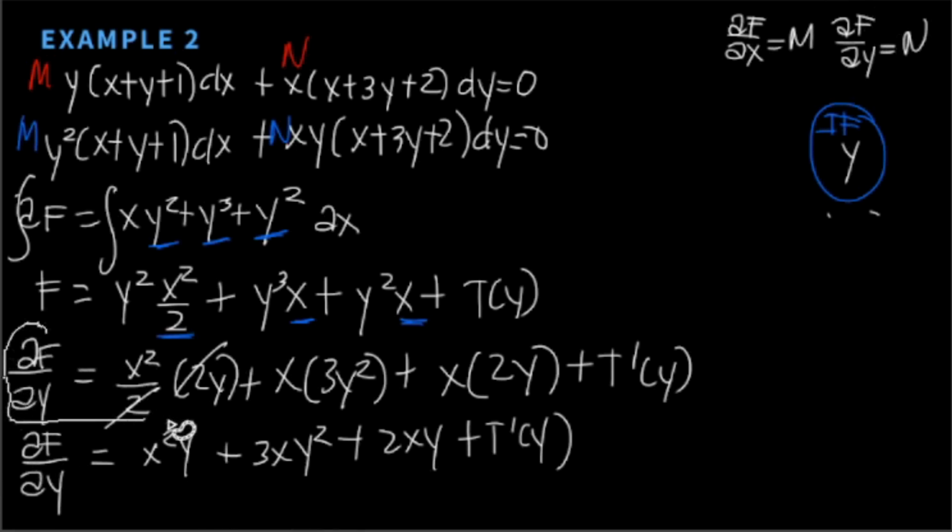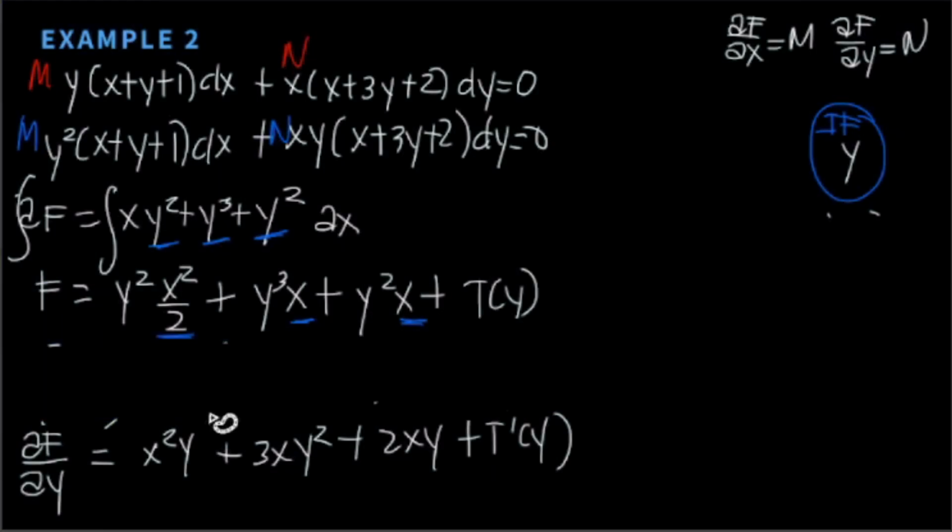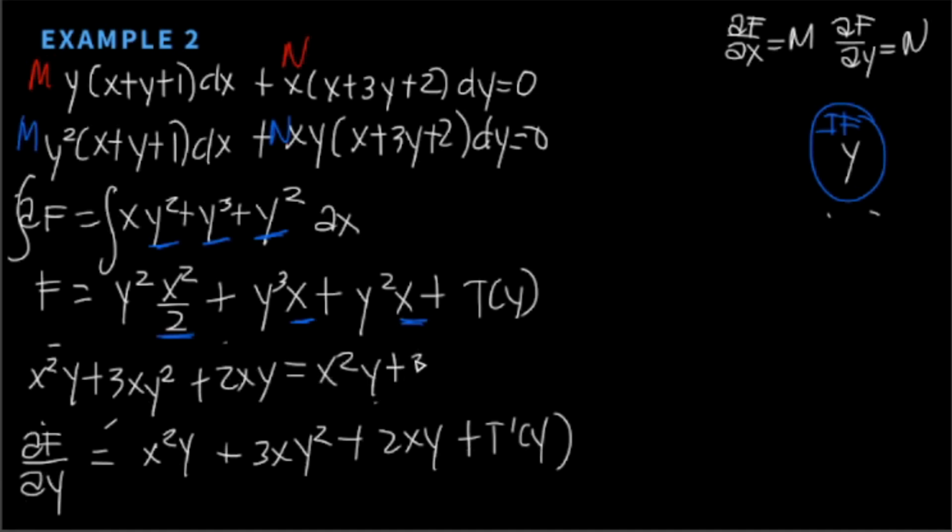So, gawin na natin siya. Dito ko na lang siya isisingit. Copy natin yung n natin. So, ito yung n natin. Distribute natin yung xy dito. So, may siyang x squared y plus 3xy squared plus 2xy. Equate natin siya dito sa nasolve natin is equal to x squared y plus 3xy squared plus 2xy plus t prime of y.